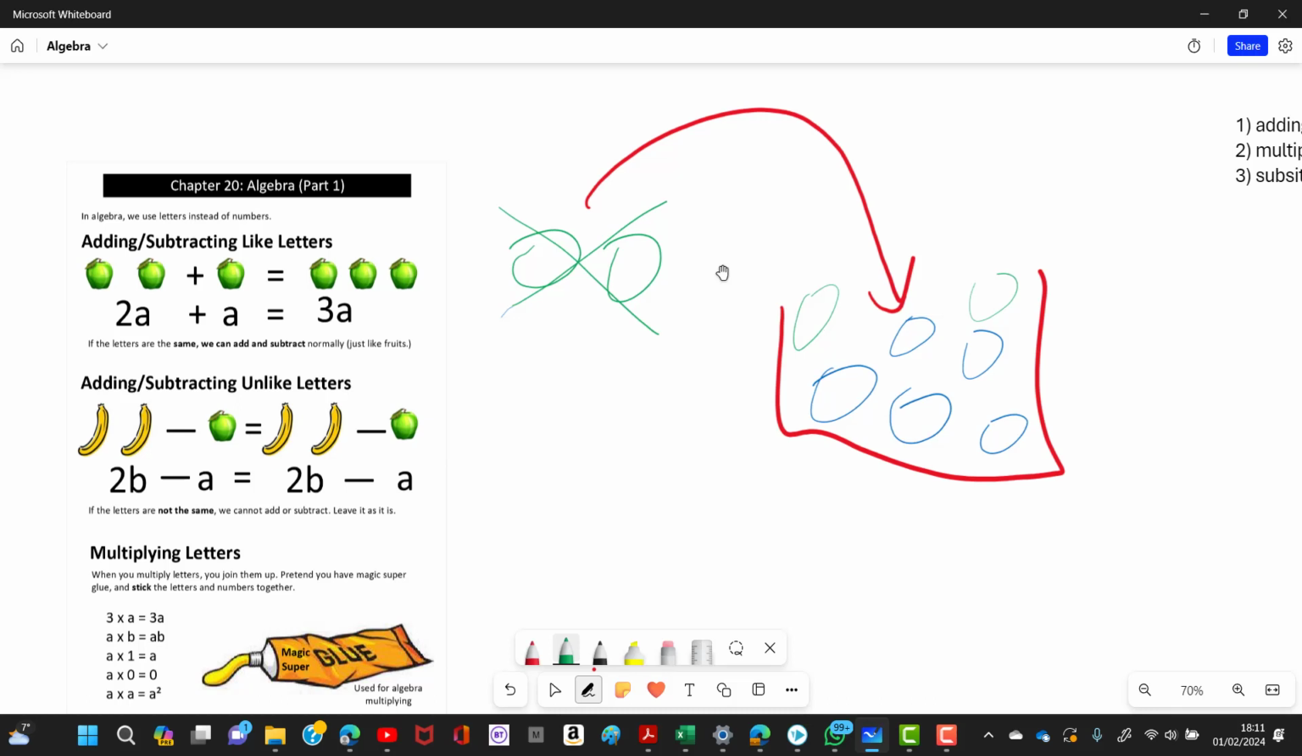Now we can put it in letters. So 2 apples, or 2A. A stands for apples, and 5 apples that were originally in the basket, we'll call that 5A. 2A plus 5A is 7A. Okay, so that's the first rule. If the letters are the same, it's like adding the same fruit. So 2 apples plus 5 apples is 7A.